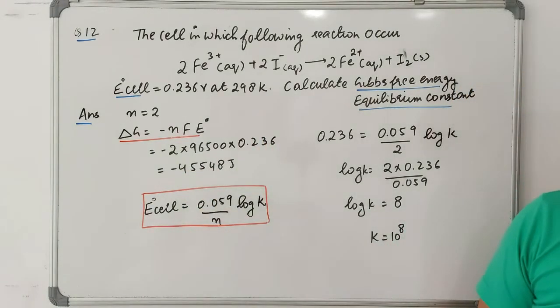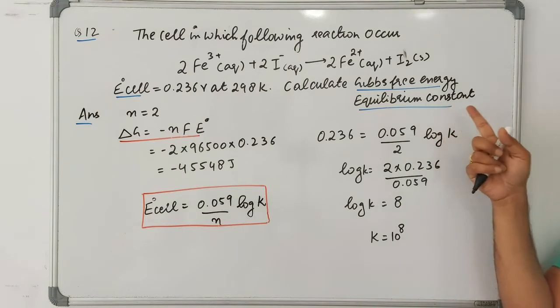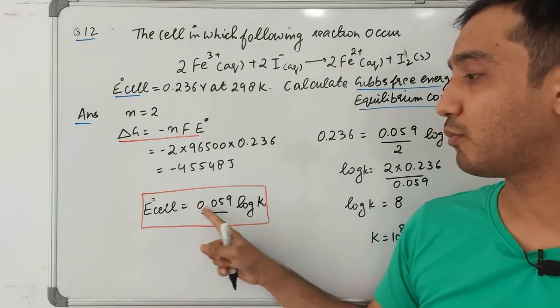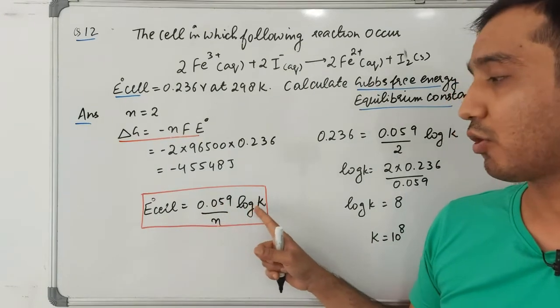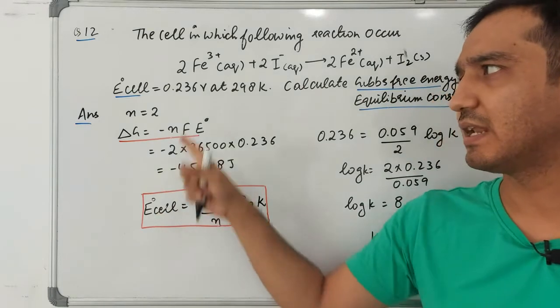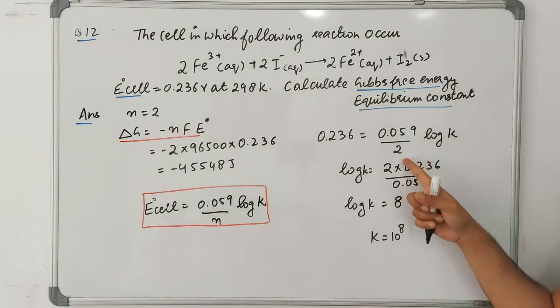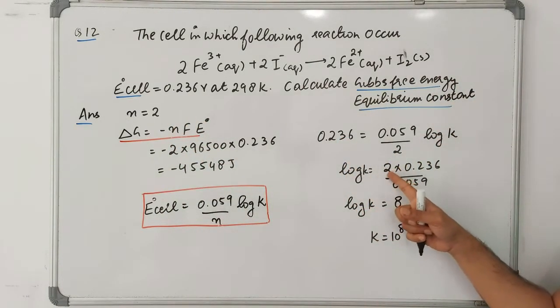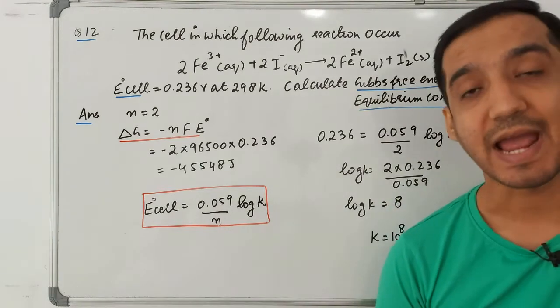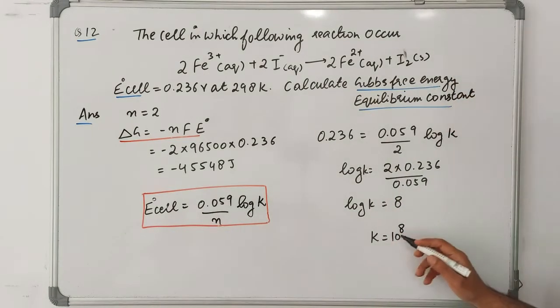Then you will find the value of the equilibrium constant. For the equilibrium constant, the formula is E naught of the cell equals 0.059 by n log of K. The n value we already calculated is 2, and E naught of the cell is already given. You substitute the values and find log of K equals 2 into 0.236 divided by 0.059. Log of K is equal to A, and if the value is given as A, if you take the anti-log it will become 10 raised to power A.